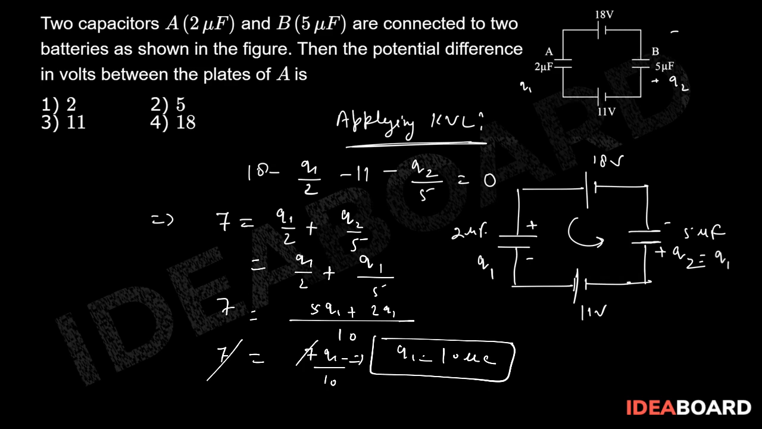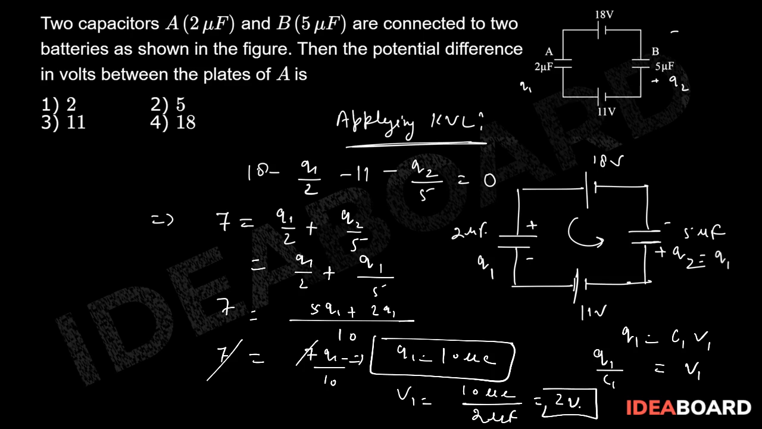So once I got the value of q1, now I know that q1 is equal to c1 into v1. So v1 will be q1 divided by c1. So from there v1 is going to be 10 microcoulomb divided by 2 microfarad, which will be 2 volts. So this is the potential drop between the plates of A, right? So which option is the correct option? So option number 2 is the right choice. Okay.